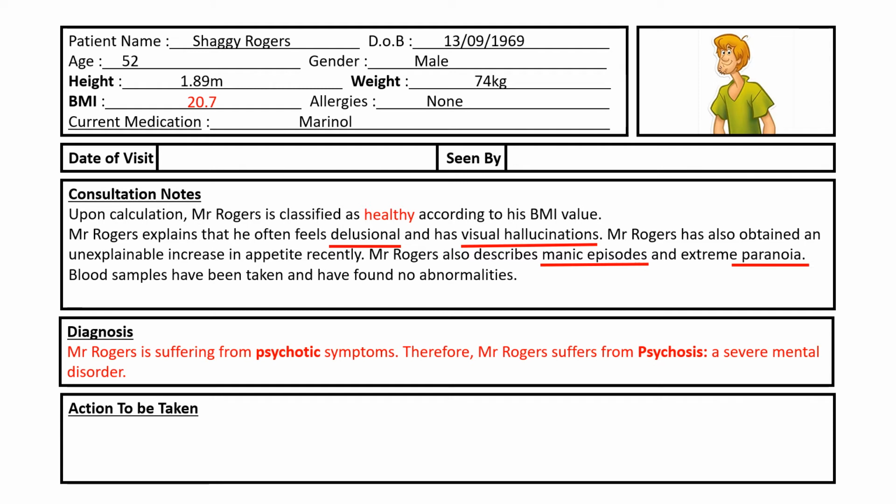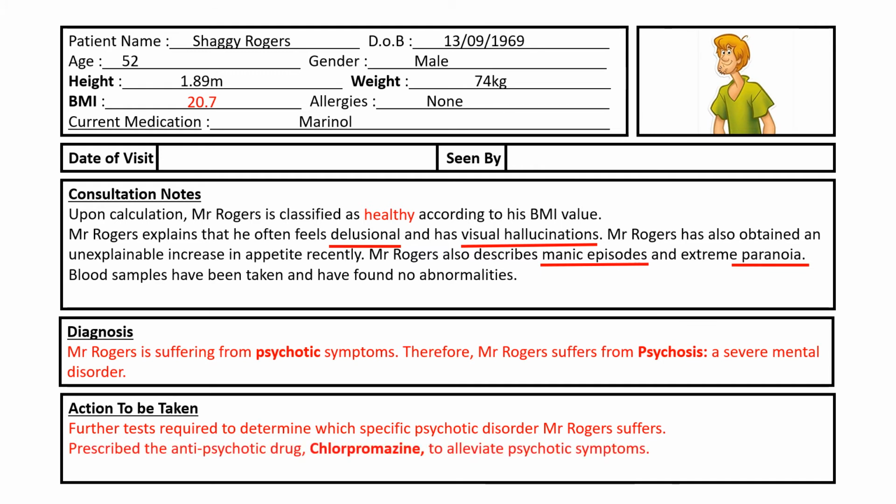Psychosis isn't one particular disorder though, so further tests need to be done to determine the exact disorder. This can be something such as bipolar disorder or something such as schizophrenia. We could also prescribe Mr. Rogers some antipsychotic drugs, such as chlorpromazine, to alleviate some of the psychotic symptoms he's experiencing.